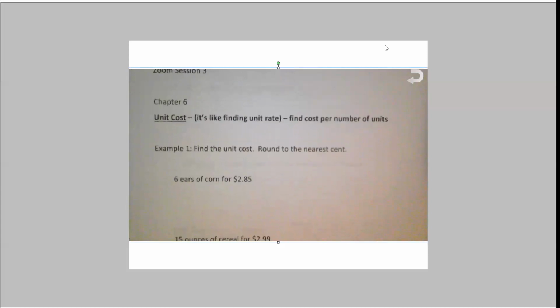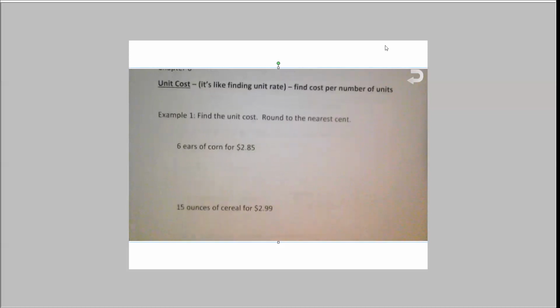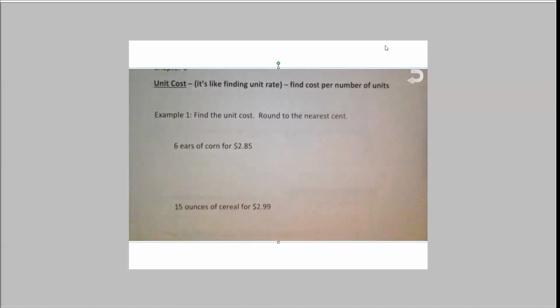Our first definition is unit cost. This is a lot like finding the unit rate, but we're looking for the cost per number of units. And so we've got a few examples we'll just begin with. It says find the unit cost and round to the nearest cent. So we have 6 ears of corn for $2.85. What I want to know is what is the cost per ear of corn for 1 ear of corn.